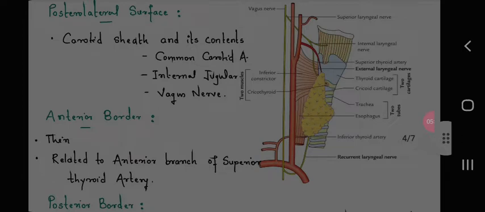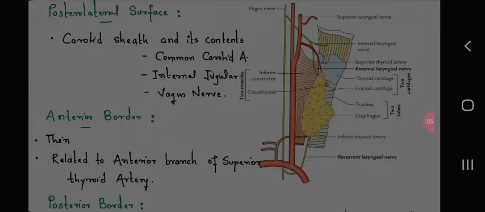Posterolateral surface: carotid sheath and its contents, common carotid artery, internal jugular vein and vagus nerve. Vagus nerve, superior laryngeal nerve, internal laryngeal nerve, superior thyroid artery, external laryngeal nerve, thyroid cartilage, cricoid cartilage, trachea, esophagus, inferior thyroid artery, recurrent laryngeal nerve, inferior constrictor, cricothyroid, two muscles, two cartilages, two tubes.